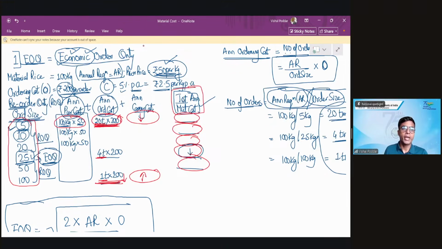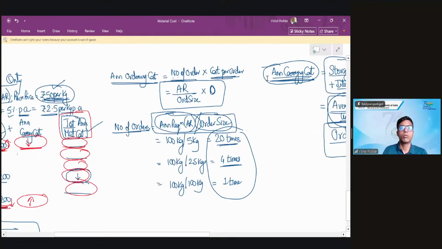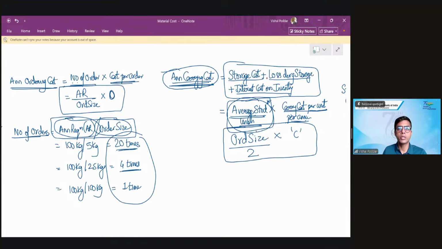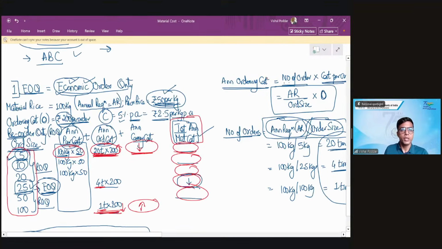Why is my carrying cost lowest here? Because see the formula of carrying cost. What is the formula? It is order size upon 2 into C. Now, here my order size is very low. It is only 5 kgs. So 5 upon 2 into C will give me some amount. And here my order size is very high, 100 upon 2 into C, that is the carrying cost. Obviously, I'm sure you'll understand that mathematically my carrying cost is highest here and lowest here.